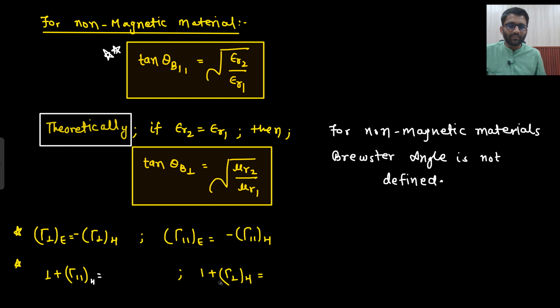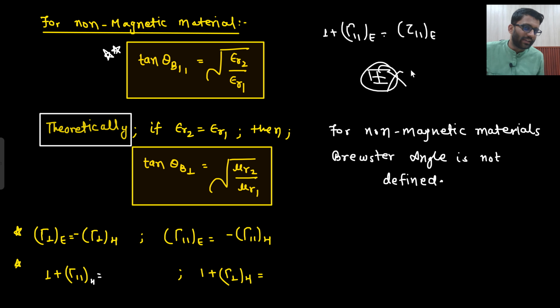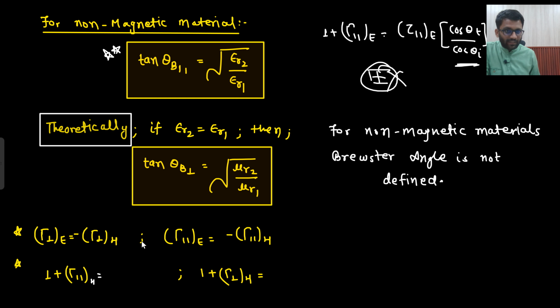Now, what was your 1 plus gamma parallel E? That was tau parallel E. But since parallel will not make E beautiful, something else will come. So what would come? Cos theta T divided by cos theta I. So in case of parallel polarization, when you write down the formula for electric field, something is coming. Now in case of parallel polarization, when I write down the formula for magnetic field, then nothing will come. Just opposite, you need to take care.